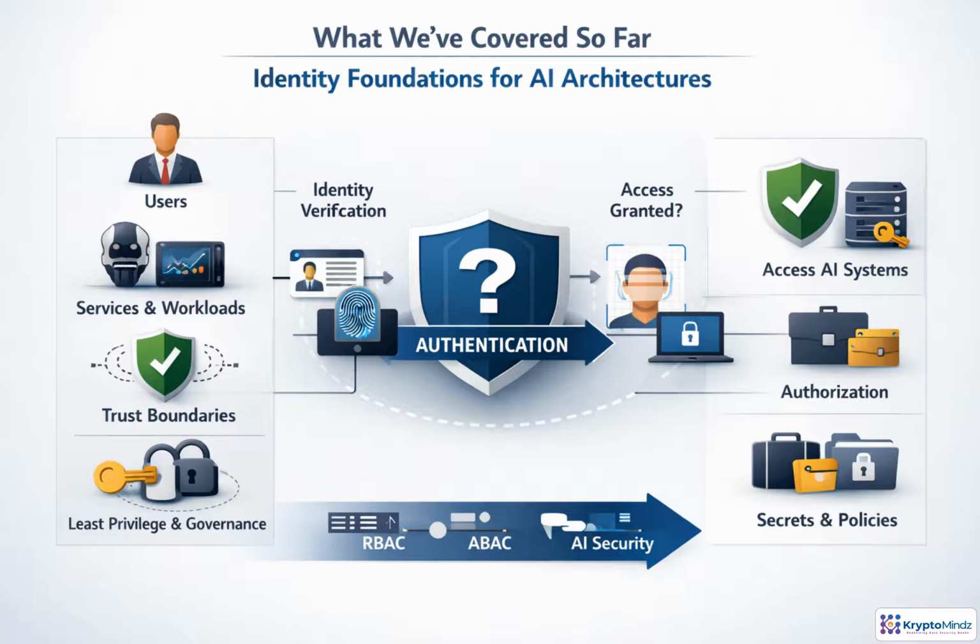So far, we've established the identity foundation: users, services, workloads, agents, trust boundaries, least privilege, and governance. Now we move to authentication, the proof step. Before authorization, agent permissions or secrets access can be trusted, each identity must first prove it is who or what it claims to be.